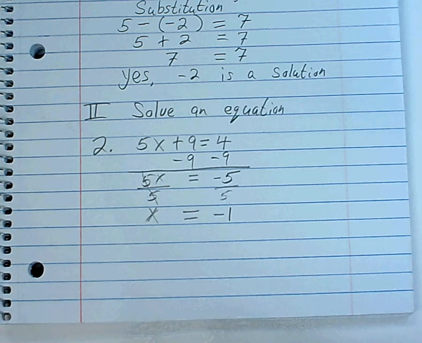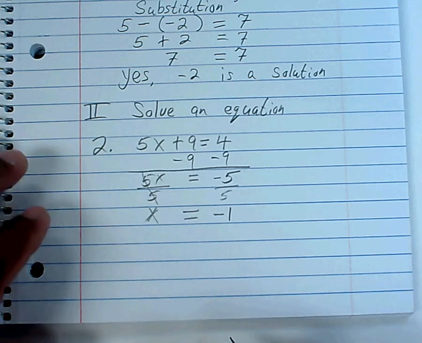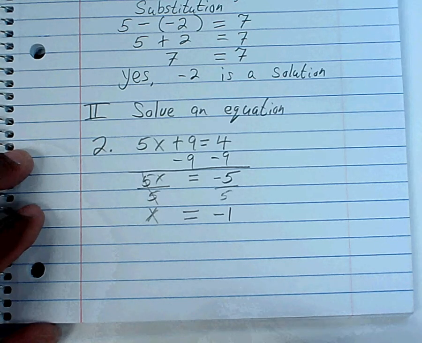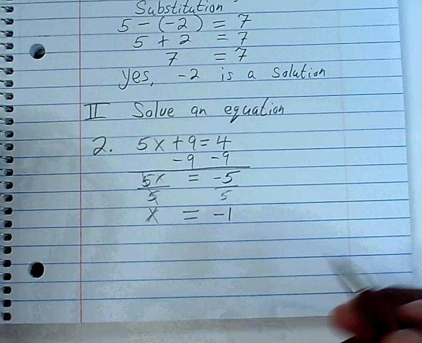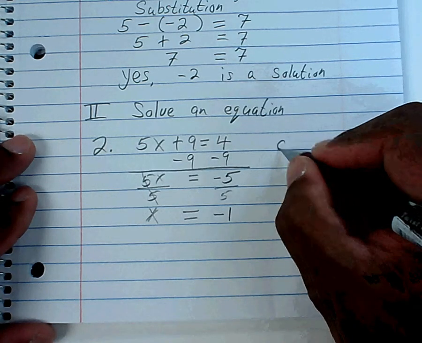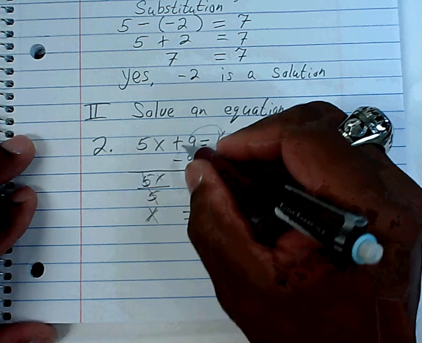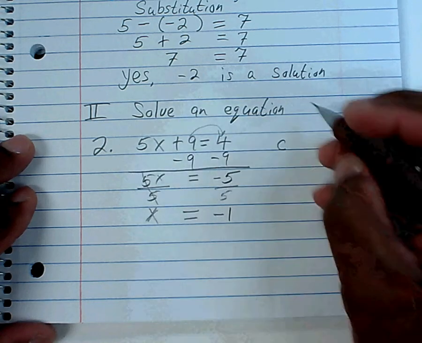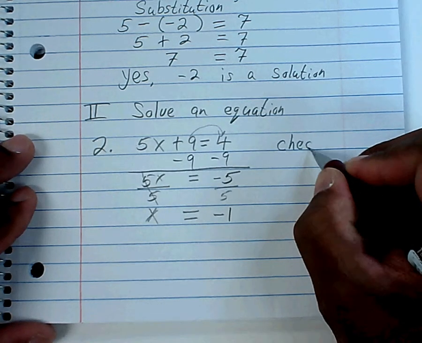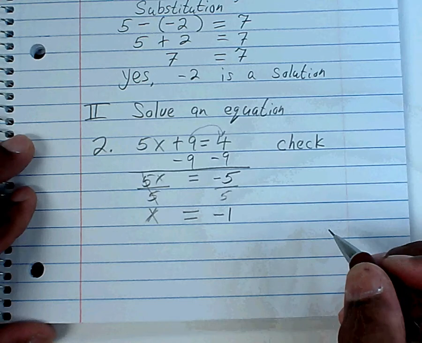And then I will need to check my answer to make sure that I've done it correctly. Some of you may do it a little differently. You may have drawn a little arrow here so you can make sure that you know you bring it to the other side. When you bring it to the other side, remember that the sign changes.